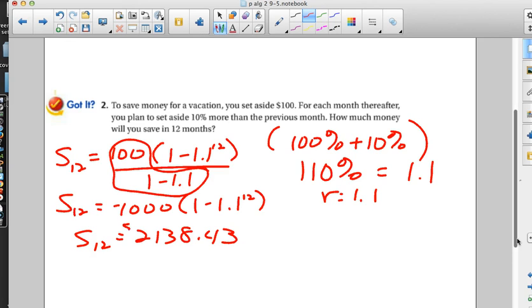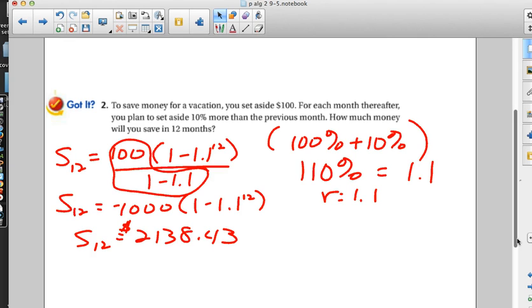$2,138 and 43 cents. You have to save a little more. If it's just you that's going, hey, that might not be a bad vacation. $2,138.43. But if you're going with somebody, you're probably going to need a little more unless you're only going for a weekend or so. So, good way to save.